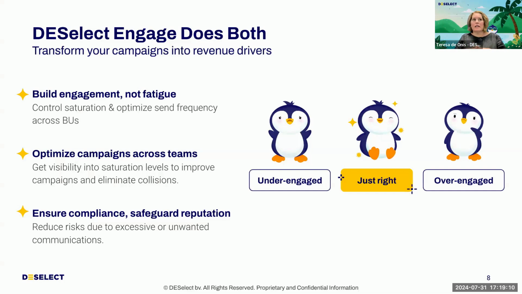Another key benefit of Engage is that we can optimize the campaigns across the teams. And so getting that visibility into what other teams are doing and ensuring that we can improve campaigns over time, that we have all the information to improve the campaigns, and that we're doing the right send frequency and saturation control to eliminate collisions will be key as well to hit that just right pivotal moment. And then ensuring compliance and safeguarding the reputation of the organization, reducing those risks due to any excessive or unwanted communications.